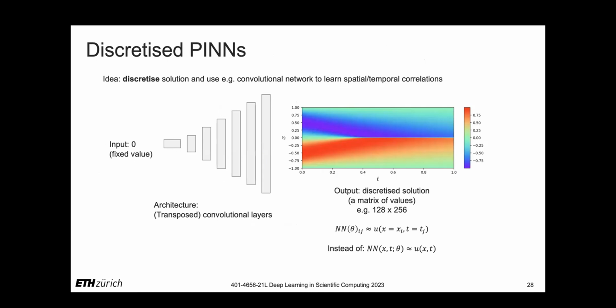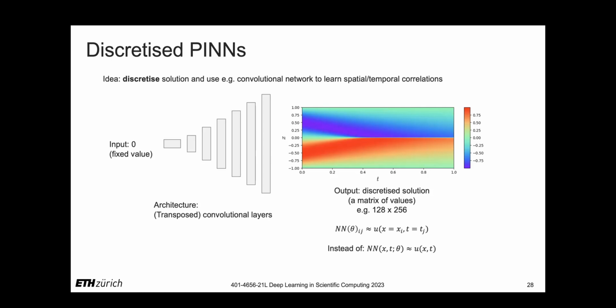I call these discretized PINNs. One of the big limitations of PINNs so far is we've just been using fully connected networks. And I tried to show you before with that sinusoidal problem, a fully connected network is not actually a good idea. It doesn't scale to higher frequencies.